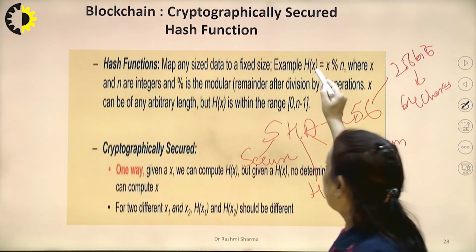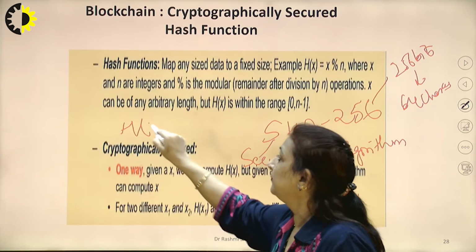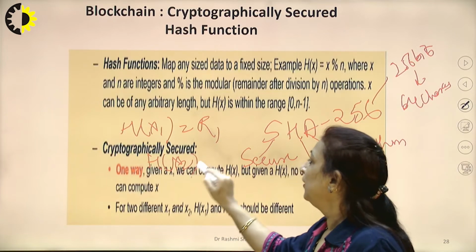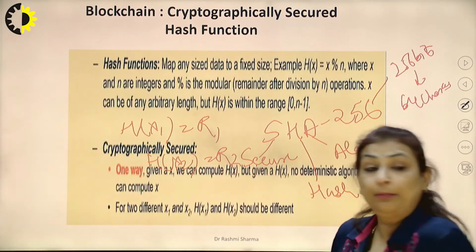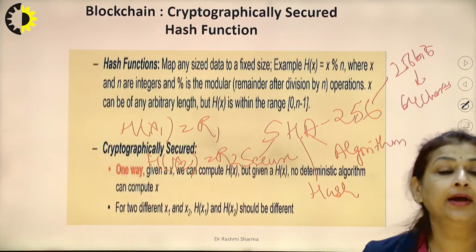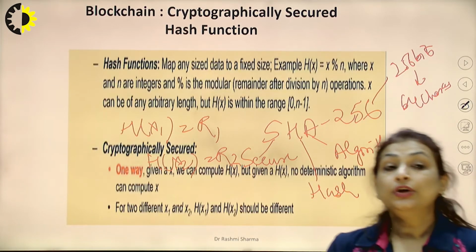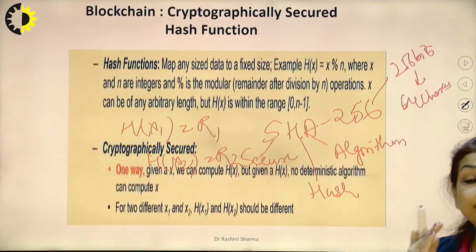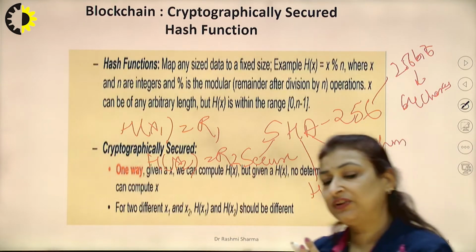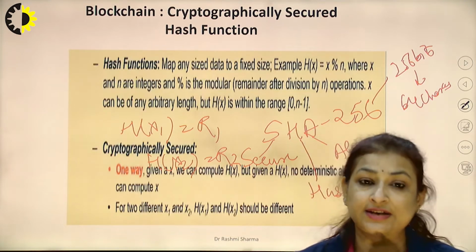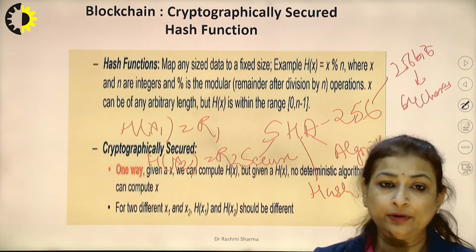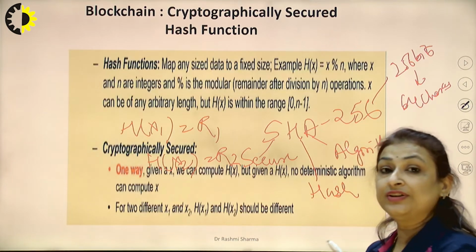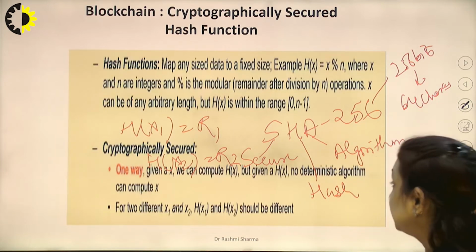So when I have H(x1), the resultant is R1. When I have H(x2), the result has to be different. Then only we can store those values. The basic advantage of this hash function is that we have a fixed size. And what we use basically in the blockchain is SHA-256, that is 256 bits or 64 characters.